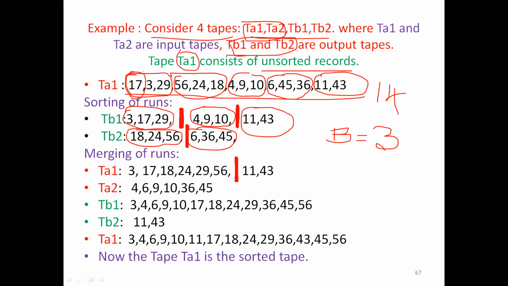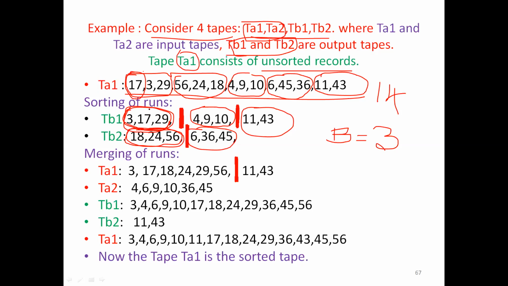See, how will I merge? I will collect the first run from TB1 and the first run from TB2, and I will sort them. While sorting, I am using merging. That's all; we have seen the merge sort algorithm.